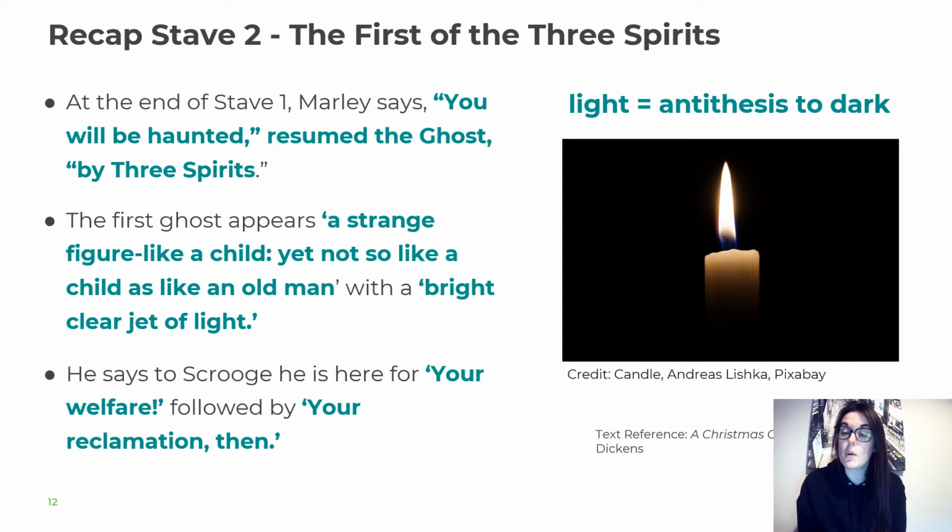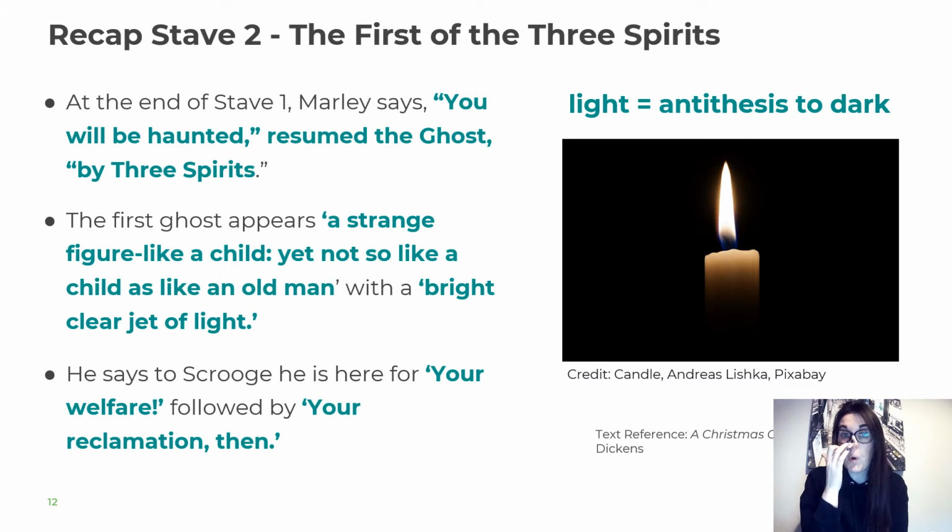Okay, so interestingly, we've got this really nice juxtaposition between Scrooge's darkness and the light of the Ghost of Christmas Past. The light is the antithesis to Scrooge's dark, and his form is very difficult to see. Immediately Dickens draws attention to the fact that he's not just there to show him his memories of the past, but he is there to change him. He's there to help him, for his welfare, for his redemption and his reclamation. So very much the Ghost of Christmas Past wants to save Scrooge.